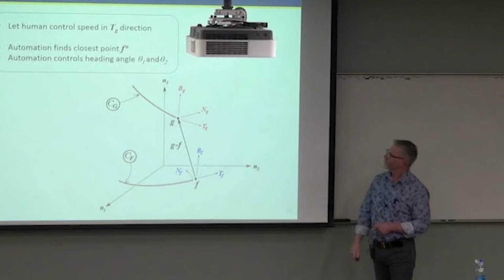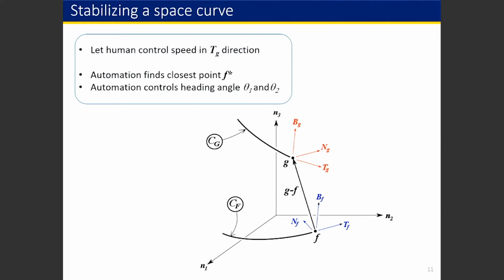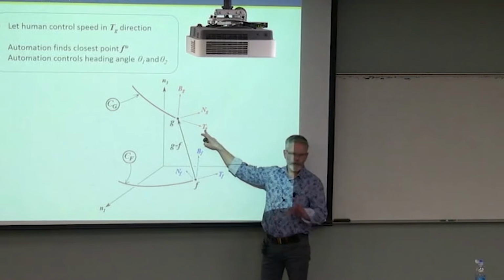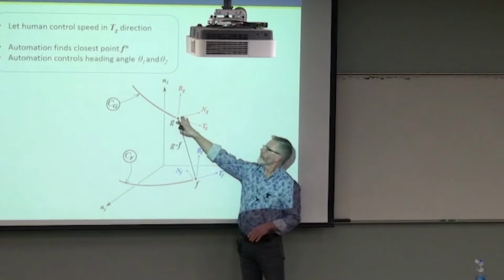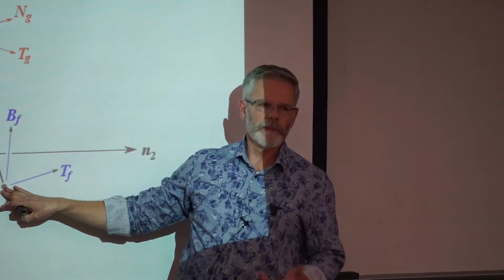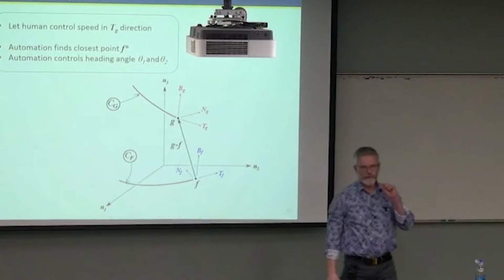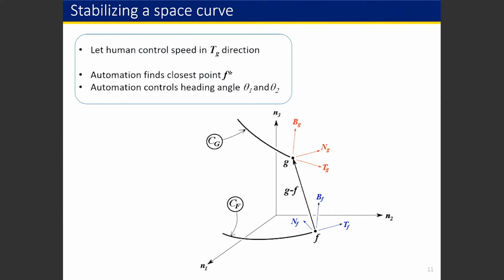I call it CF. We might let the human control the speed. Now there are 3 angles, but one of them doesn't matter. One of them is roll about the tangent point. I'm going to leave that out. But I do need to control the orientation that the frame G makes in frame F. And I'll do that with 2 angles. I might give the control of both of those angles to an automation system and still let the human control the speed. That's a nice thing.